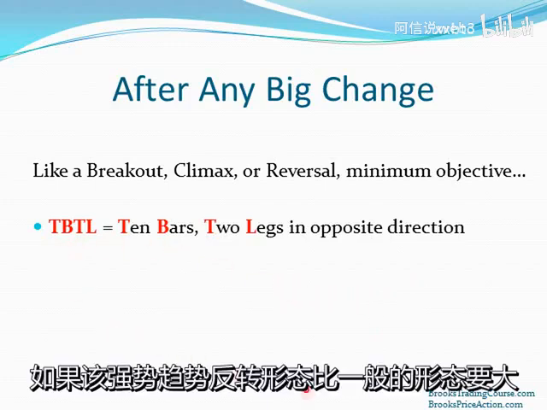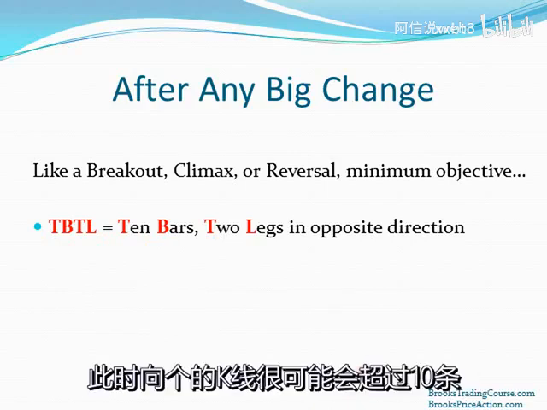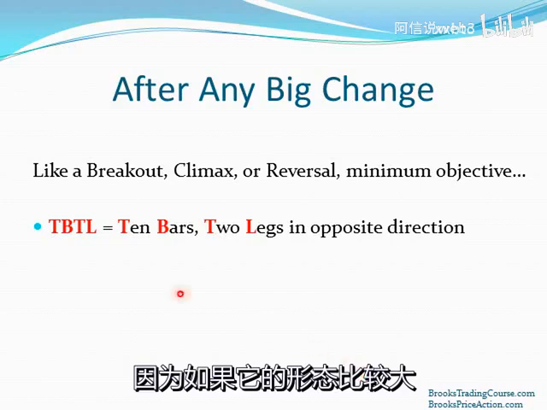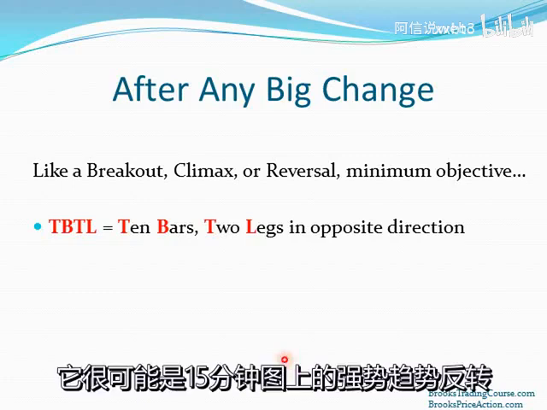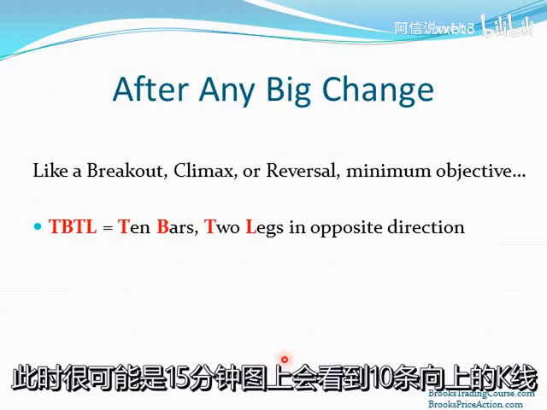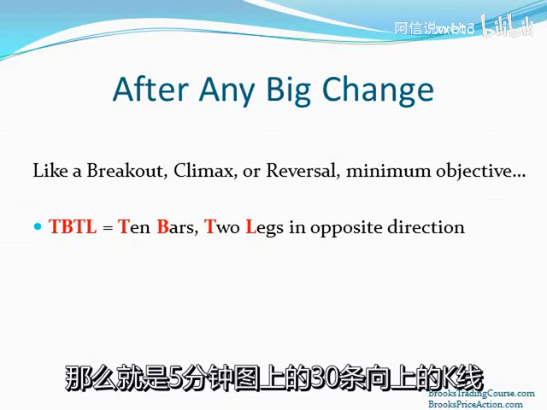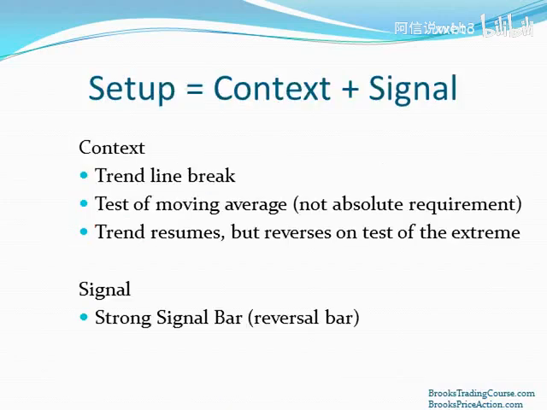If the major trend reversal pattern is much bigger than a typical pattern, you'll probably get much more than 10 bars up, because if it's a big pattern expanding or covering 30, 40, 50 bars, it's probably a major trend reversal on the 15-minute chart, and you'll probably get 10 bars up on the 15-minute chart, which would be 30 bars up on the 5-minute chart.